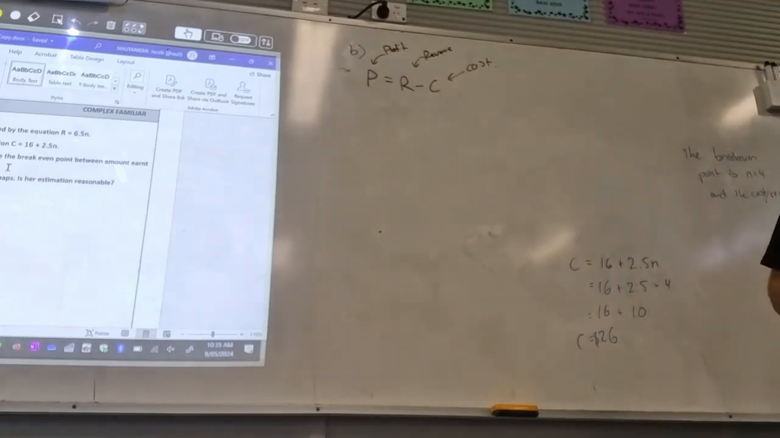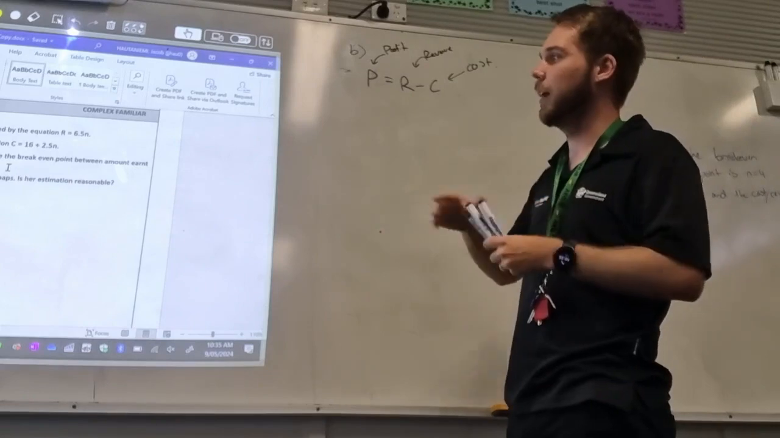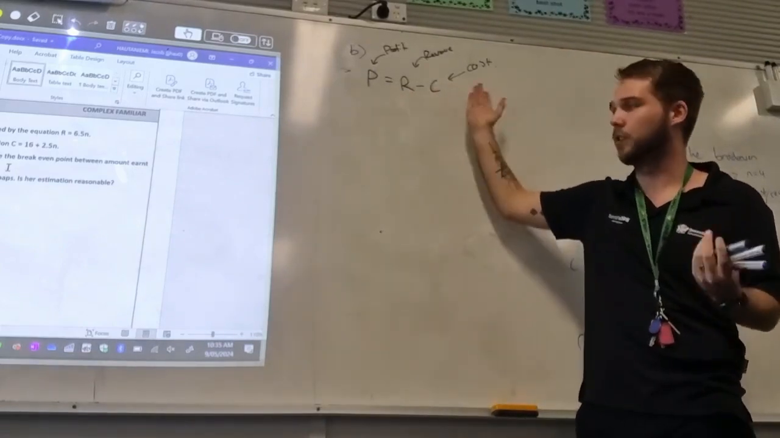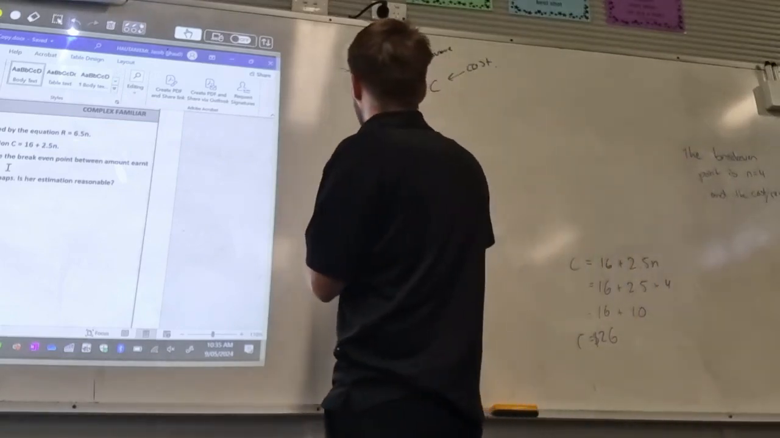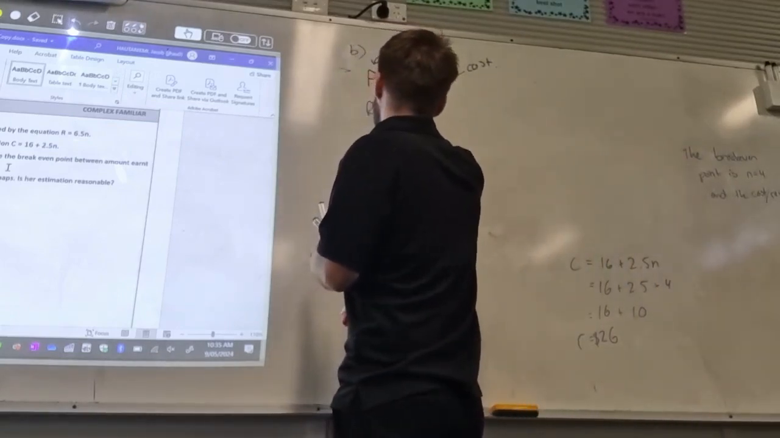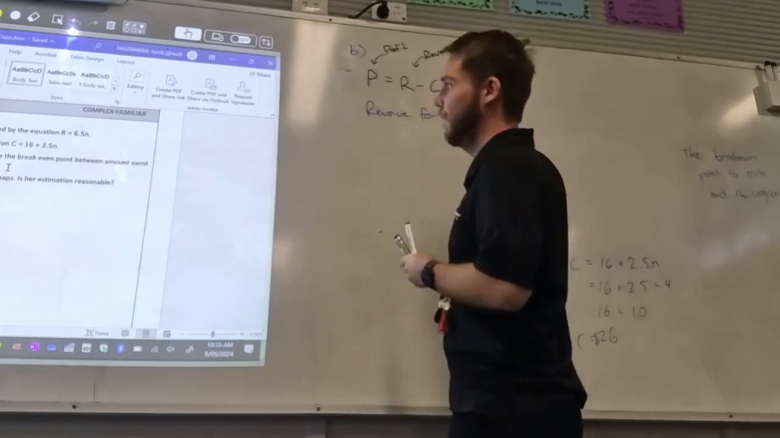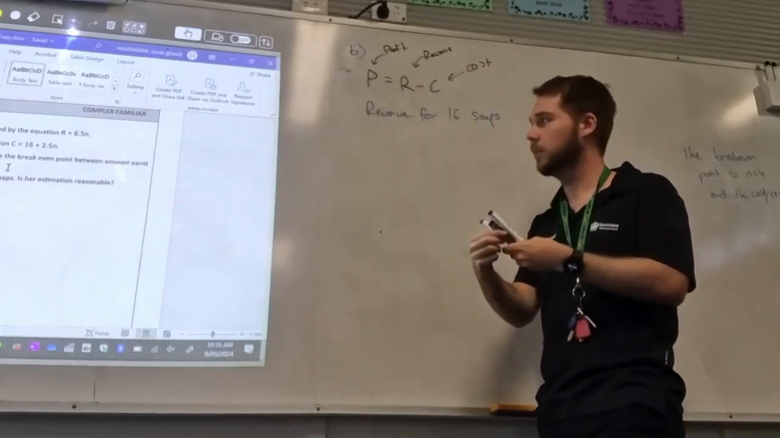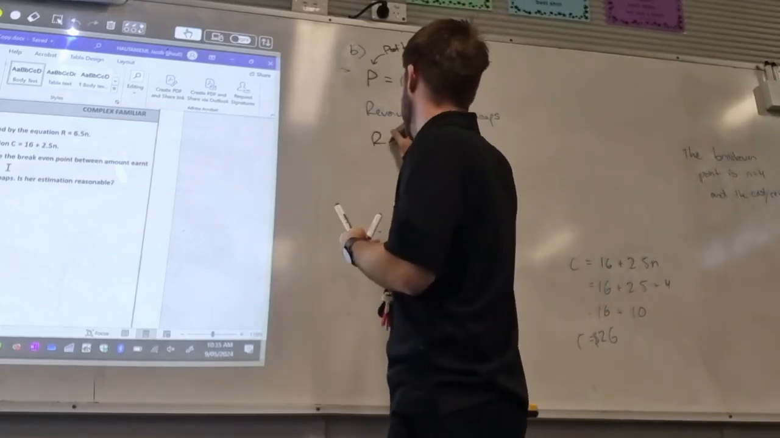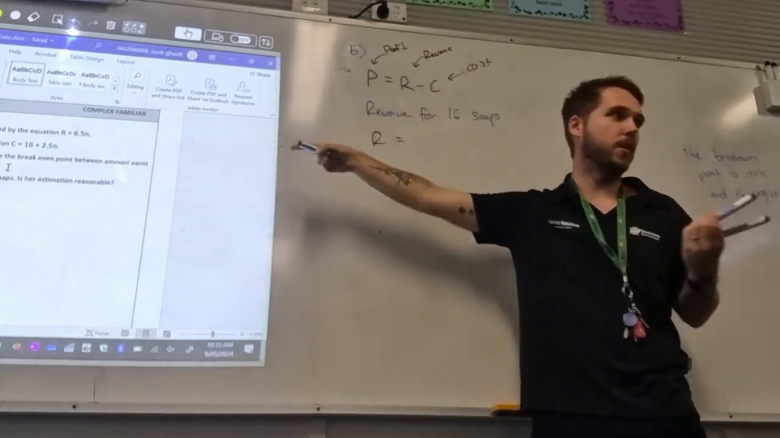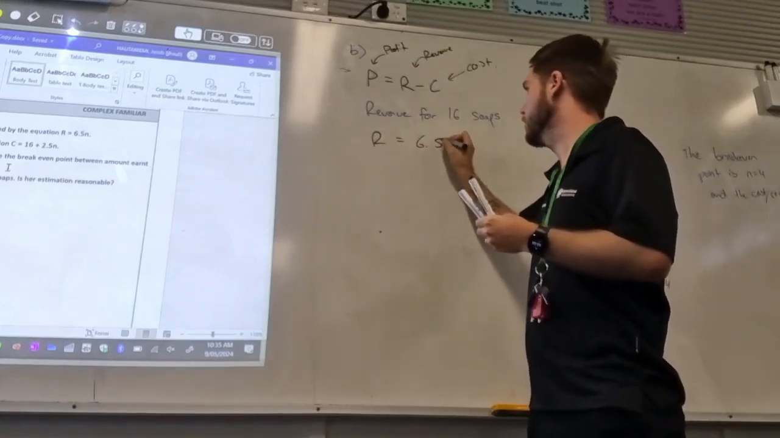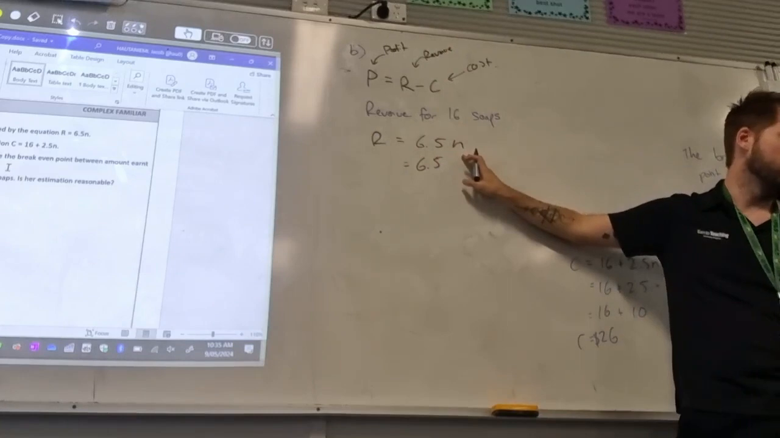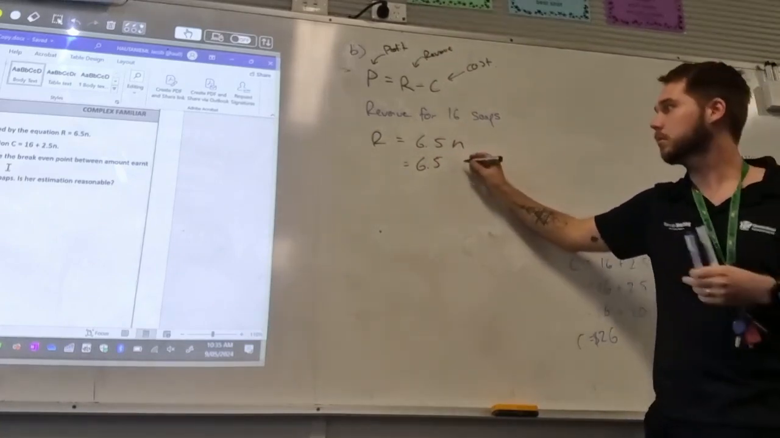Let's now figure that out. We need to figure out how much revenue she is going to get if she sells 16 soaps, and how much it is going to cost her. So let's figure that out. Revenue for 16 soaps. How much does a soap cost? 6.50. 6.50 times 16. That's right. We can use that equation, that the revenue is 6.5 times n. Because n is equal to 16, we're doing 6.5 times 16.